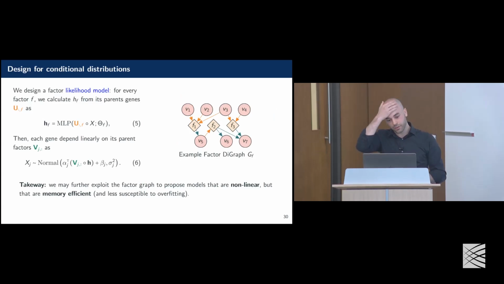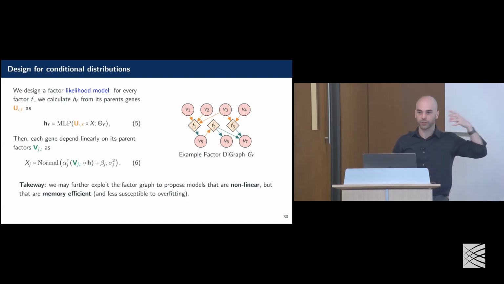So now that we know how to calculate acyclicity, we also need a design for the conditional distributions. So we designed a factor likelihood model. To begin with, I didn't really think, when I was building this model, about reusing the factors. To me, the factors were just an artifact sitting there for the purpose of having a low-rank graph.